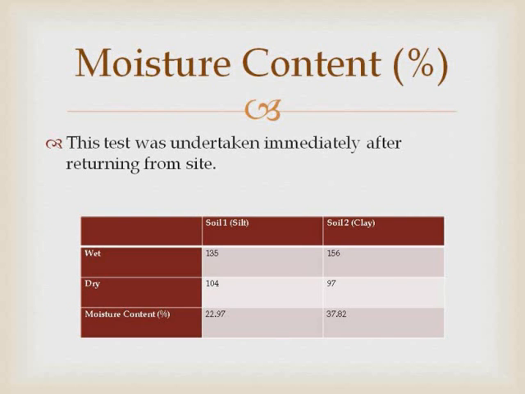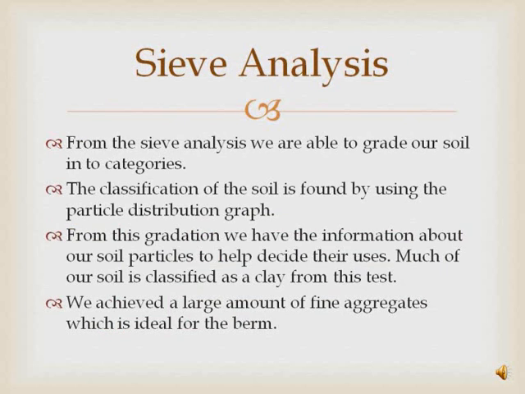Y'all ready for this? From the sieve analysis, we are able to grade our soil into categories. The classification of the soil is found by using the particle distribution graph. From this gradation, we have the information about our soil particles to help decide their uses. Much of our soil is classified as a clay from this test. We achieved a large amount of fine aggregate, which is ideal for the berm.